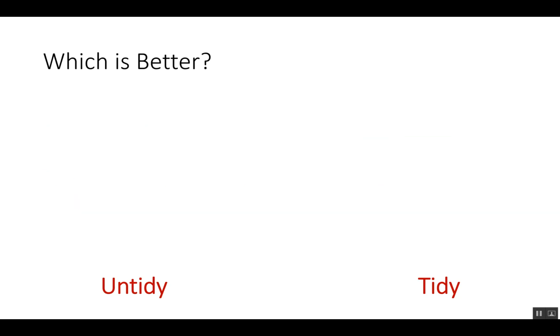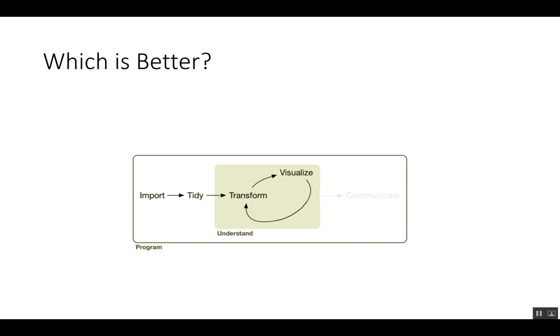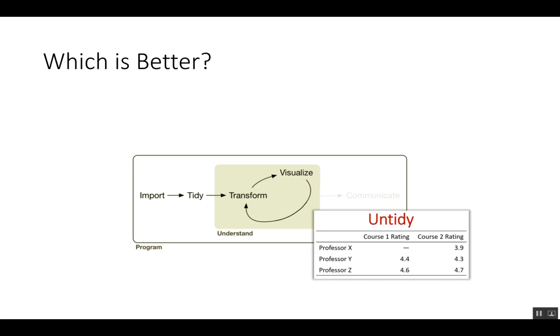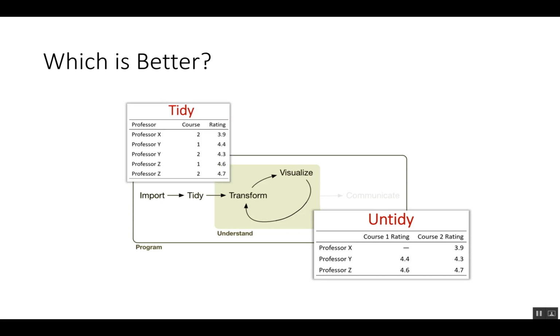So which one is better? And I think the answer really depends on what you're trying to do. If you're trying to show or communicate the results to yourself or other people, the untidy crosstabs may be really quite useful. But if you're trying to understand scientifically what's going on and you're trying to feed the information to dplyr or to ggplot2 and you really want to understand what are the variables that I'm looking at and trying to understand, then the tidy format is better.